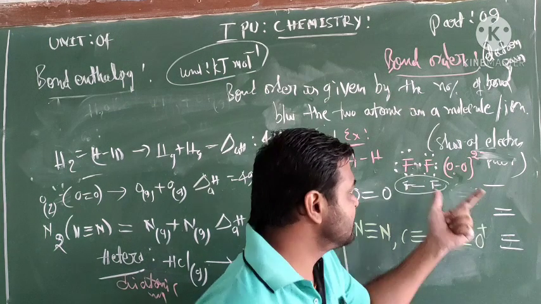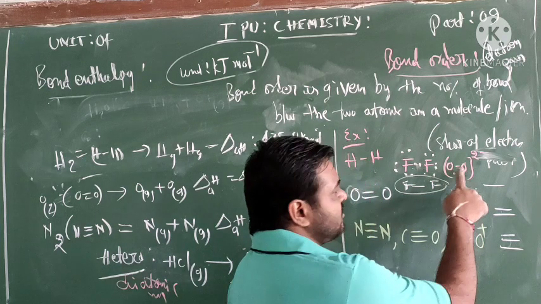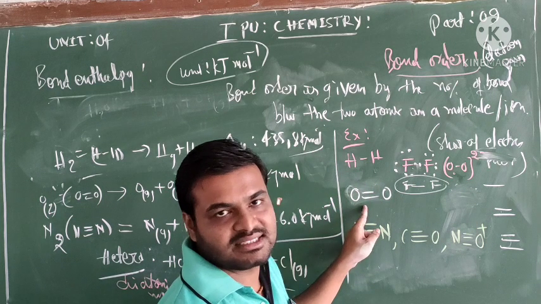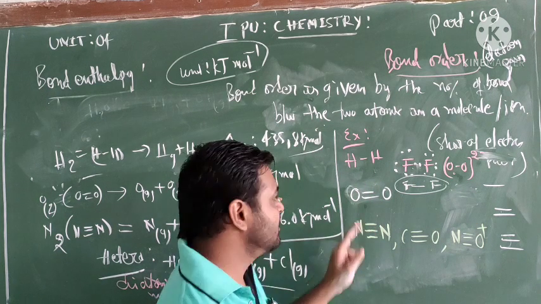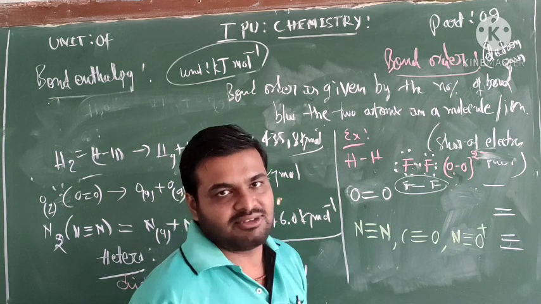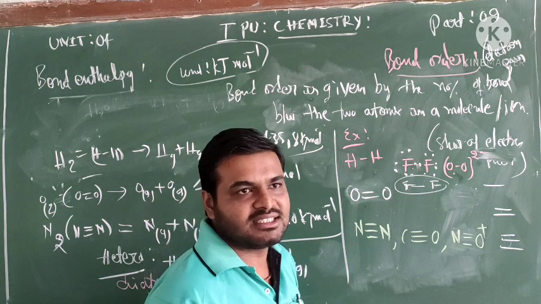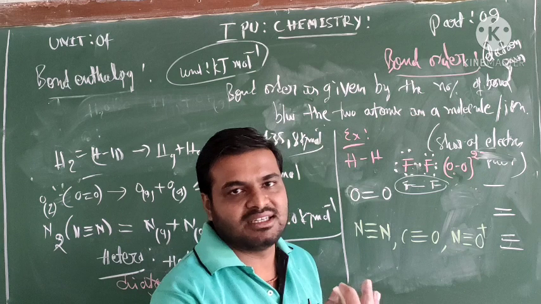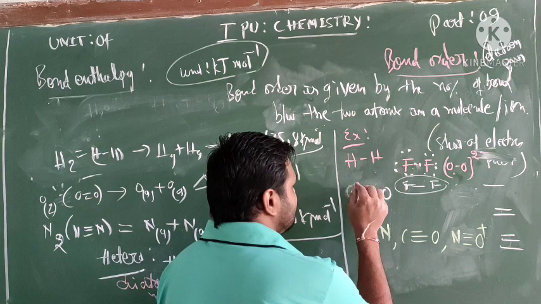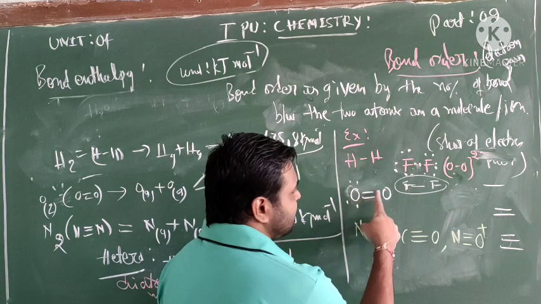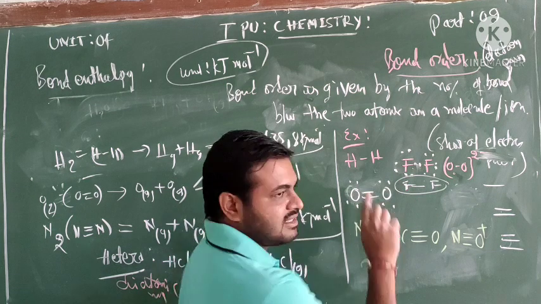Okay, but in this example, this is oxygen too. Oxygen means what? Having 6 valence electrons. With 6, 2 more electrons appear through sharing of bond electrons. This is 1, 2, 3, 4, 5, 6, 7, 8. 1, 2, 3, 4, 5, 6, 7, 8.